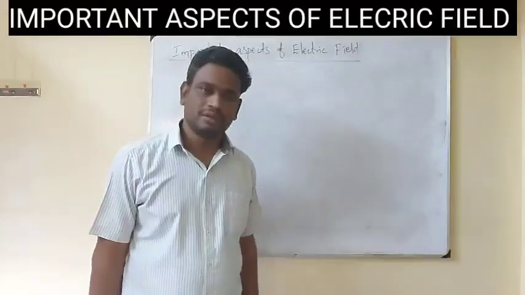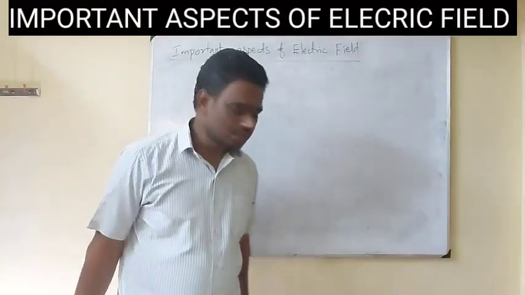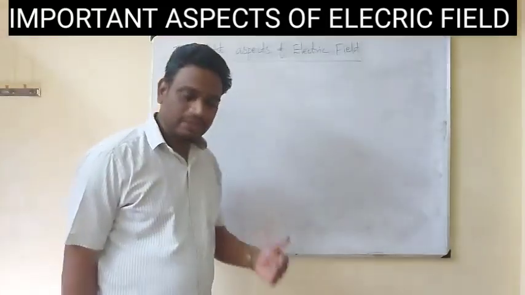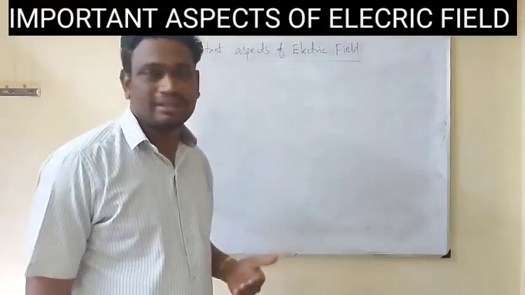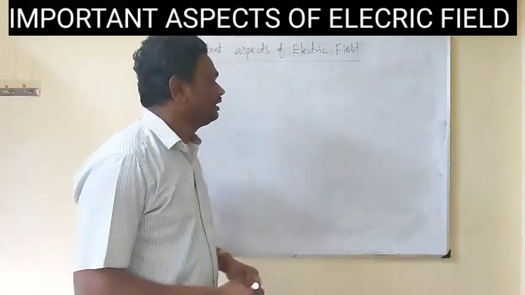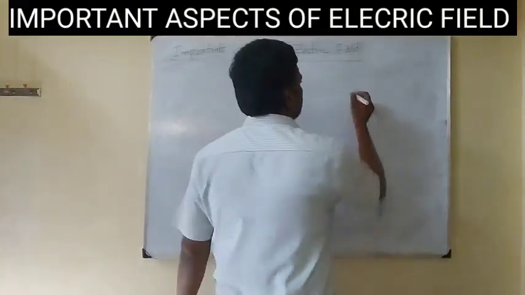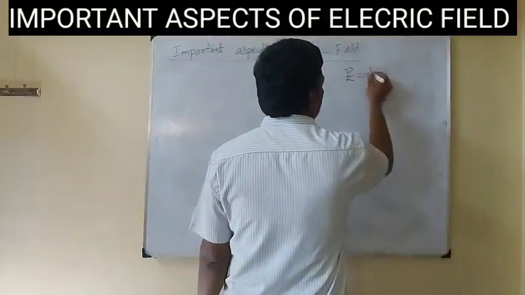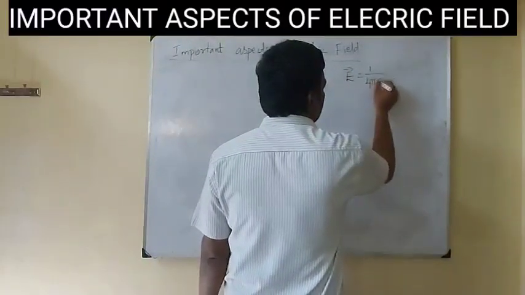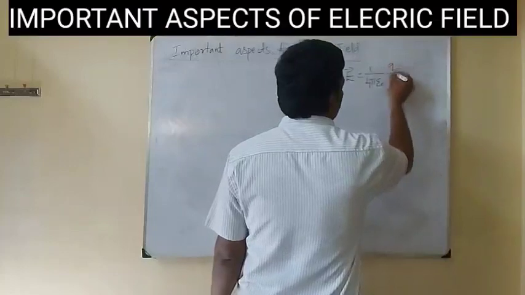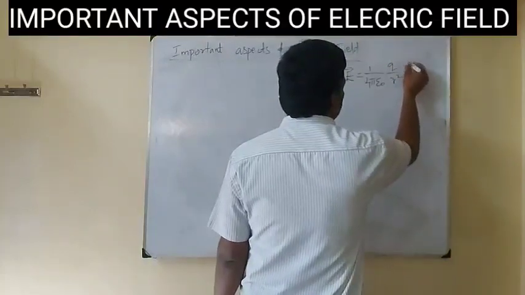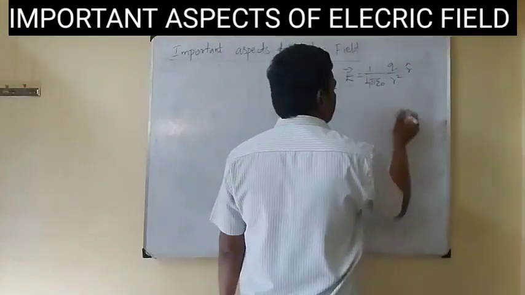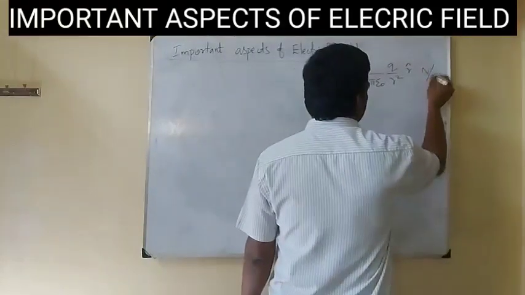Hello students, today we are going to discuss the important aspects of electric field. In the last video we studied what an electric field is and the unit of electric field. So we have derived the expression for electric field: E vector is equal to 1 by 4 pi epsilon naught q by r square into r cap, and the unit of electric field is Newton per Coulomb.